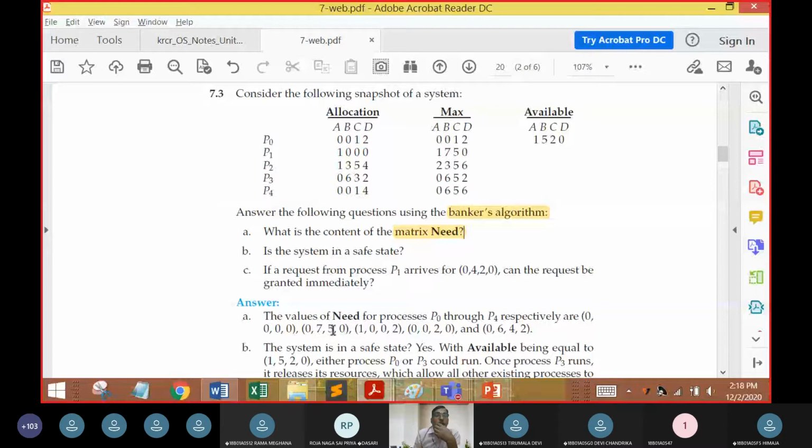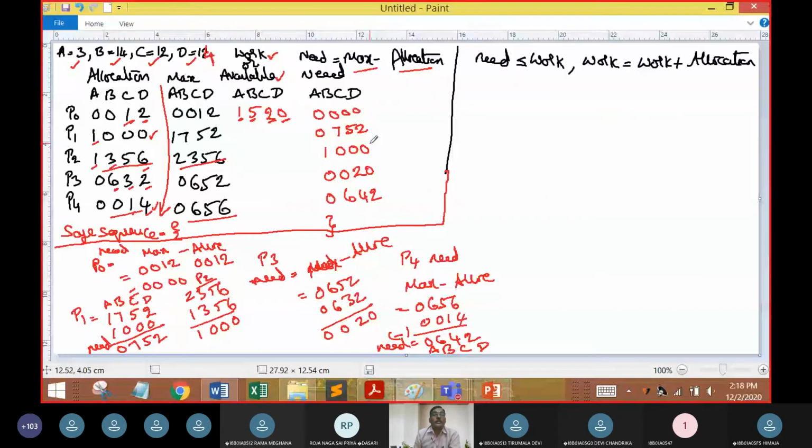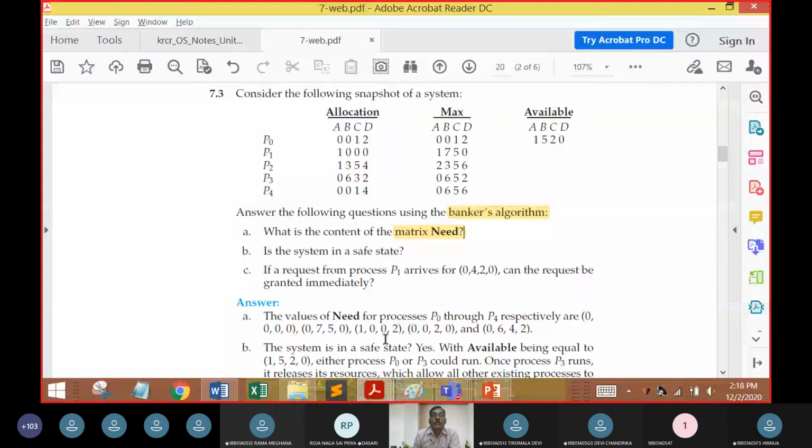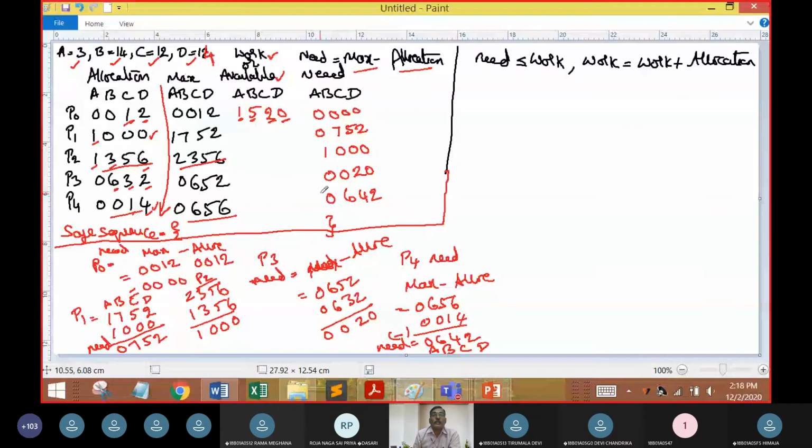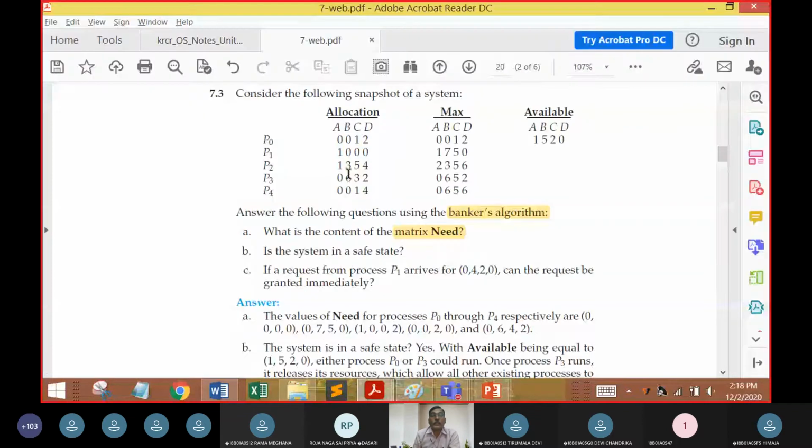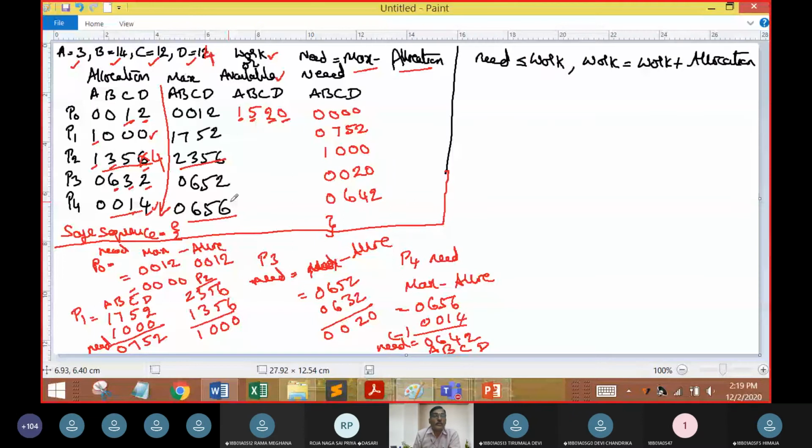Any guess, anything went wrong? 1 3 5 6, 2 3 5 6, 1 3 5 4. Okay, this is not 6 here, this is 4 here. So 1 3 5 4, you can look at here, 1 3 5 4. Therefore I will be getting 1 0 0 2.